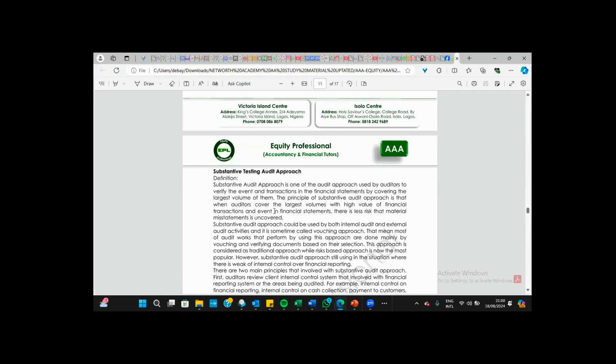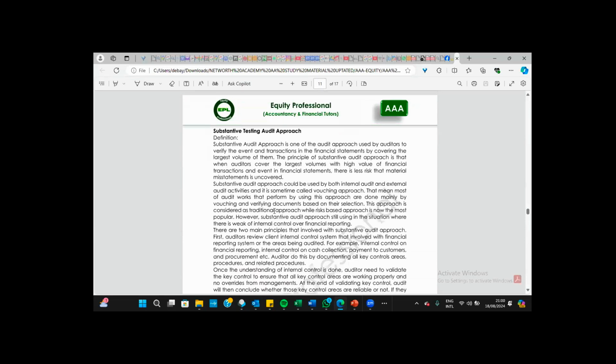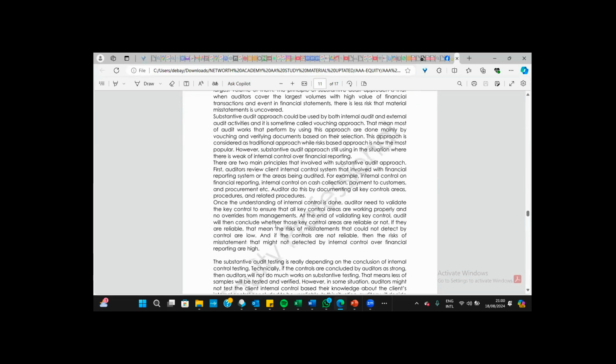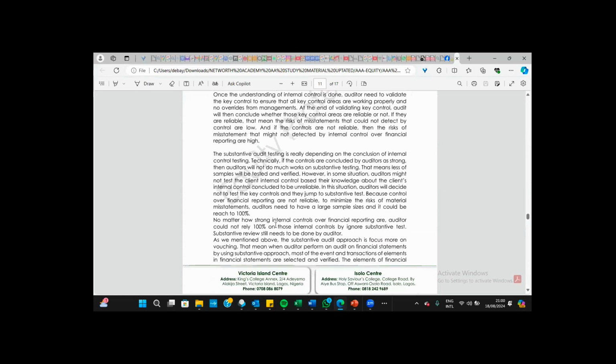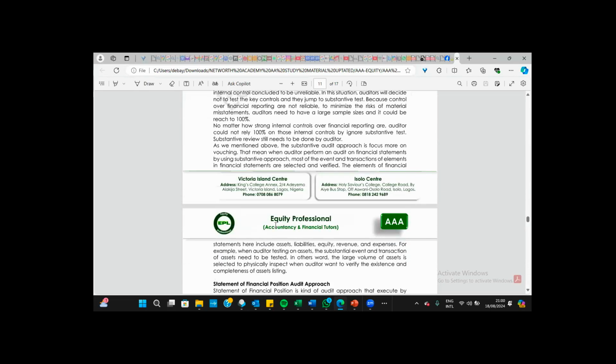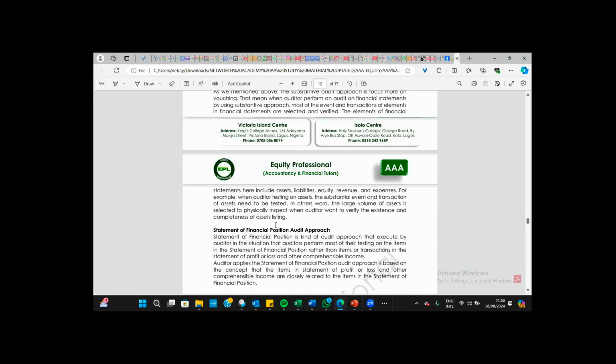You also make use of this approach when there's weak internal control over financial reporting. That means the internal control system is very weak, very poor, so you need to check everything. Those are the instances where you make use of the substantive testing audit approach. I hope that is clear. If you have any question, please ask. The second approach is what we call the statement of financial position audit approach.